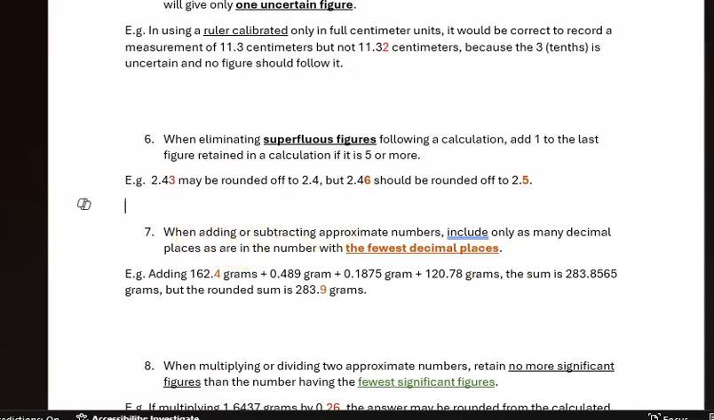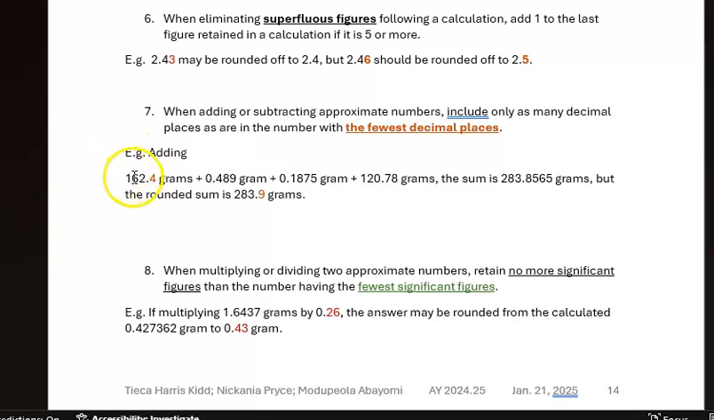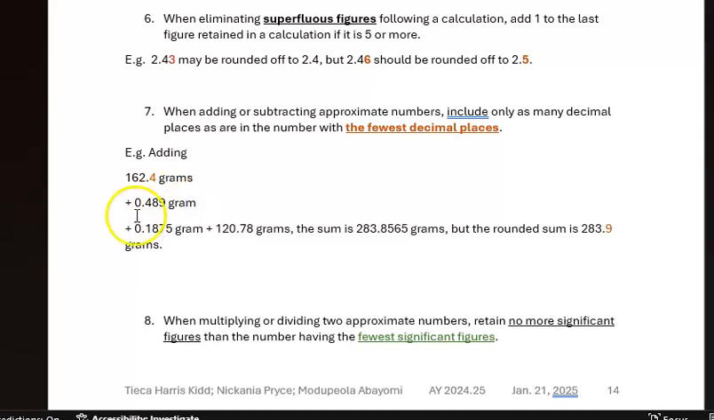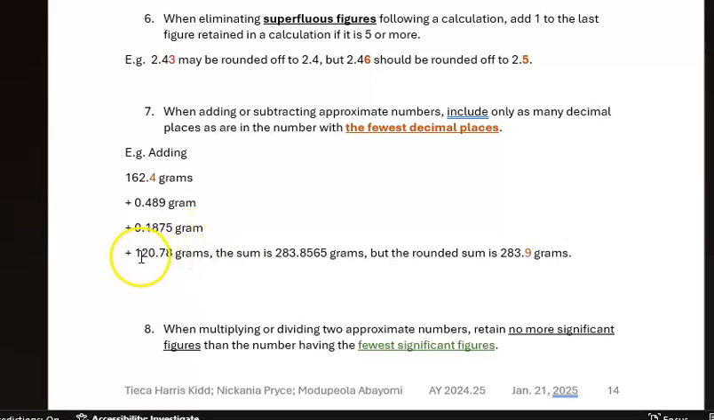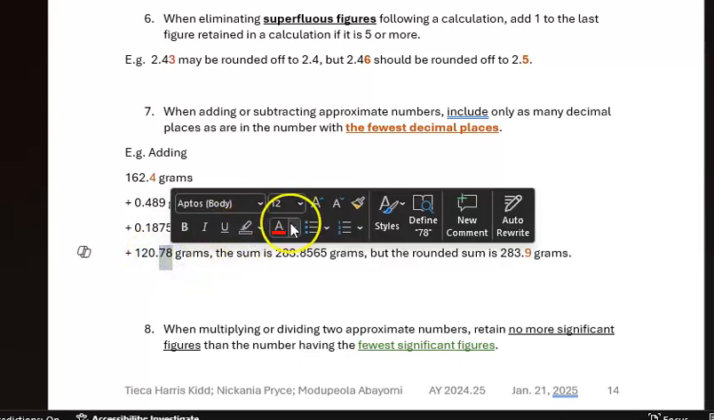When adding or subtracting, we're at number 7. When adding or subtracting approximate numbers, include as many decimal places as are in the number with the fewest decimals. Let's look at this. So we have a math where we are adding 162.4 grams. So this is one place of decimal. We are also adding 0.489 gram. That's 3 places of decimal. We're also adding 0.1875 gram. That's 4 places of decimal. And we're adding 120.78. That's 2 places of decimal.